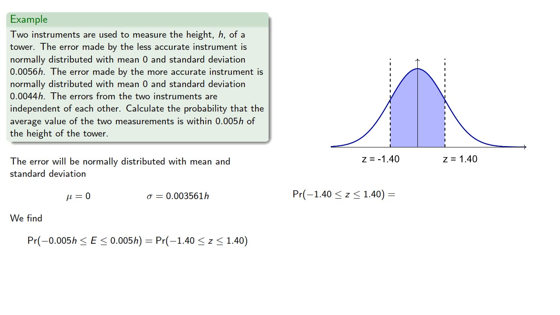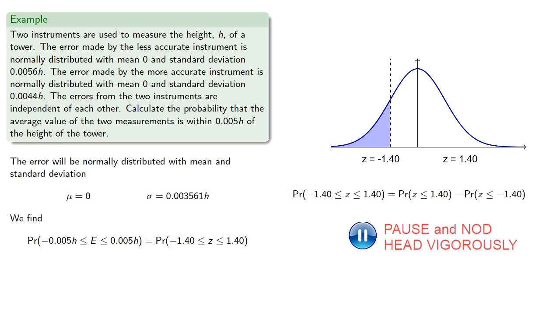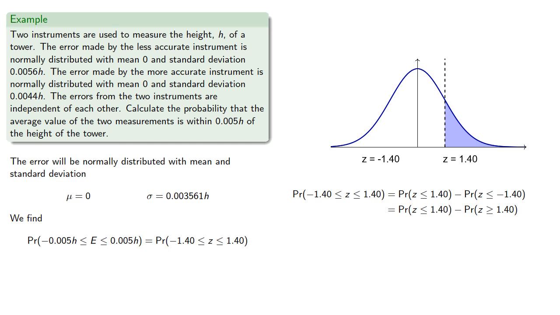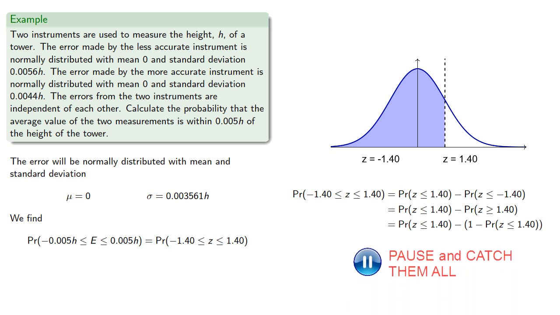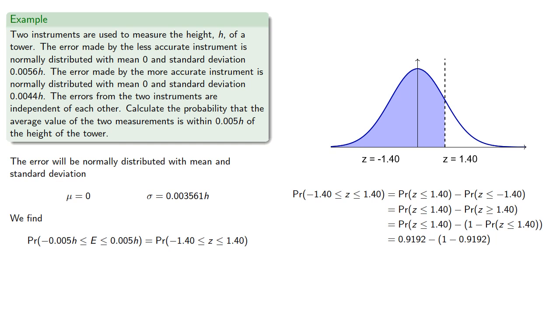is the probability that we're to the left of 1.4 minus the probability we're to the left of negative 1.4. And again, by symmetry, the probability that we're less than a negative is the same as the probability we're greater than the positive. And this probability that we're greater than 1.4 is complementary to the probability we're less, and so we can look up those values on the table to find our probabilities.